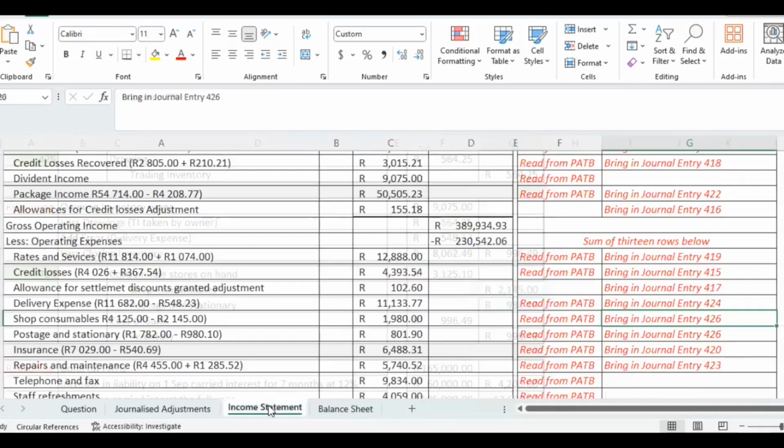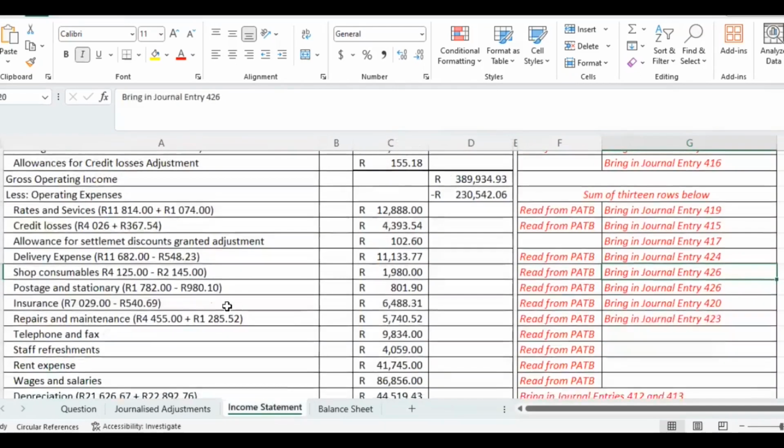Okay, so with the income statement, of course, we have to subtract that amount because we still have it on hand. So we can't say that our entire expense for the 4125, all the shop consumables, were used, because of course we still have shop consumables to the tune of 2,145 on hand. The same for the postage and stationery.